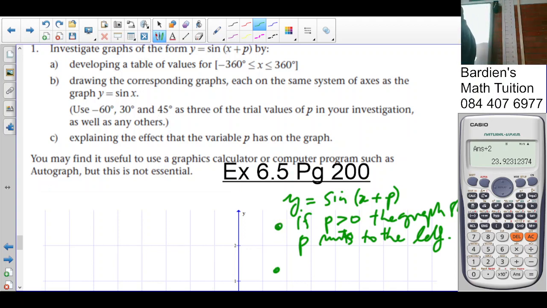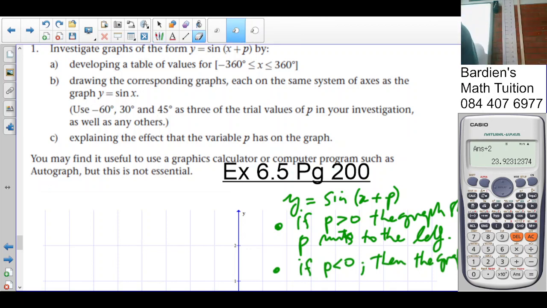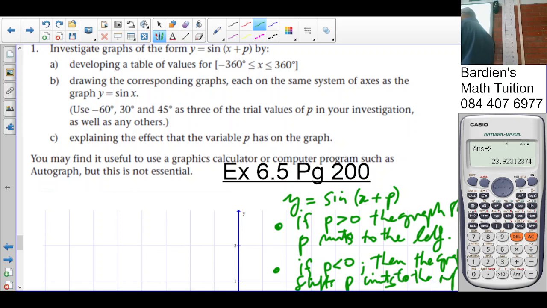And on the contrary, if p is less than 0, which means p is negative, then the graph of sine or cos, whatever, shifts p units to the right. Which means if p is negative 10, it's going to move 10 degrees to the right. If p is negative 80, it moves 80 degrees to the right. Does it make sense, people? Yes. Right. This is on the sine, cos and tan graph.